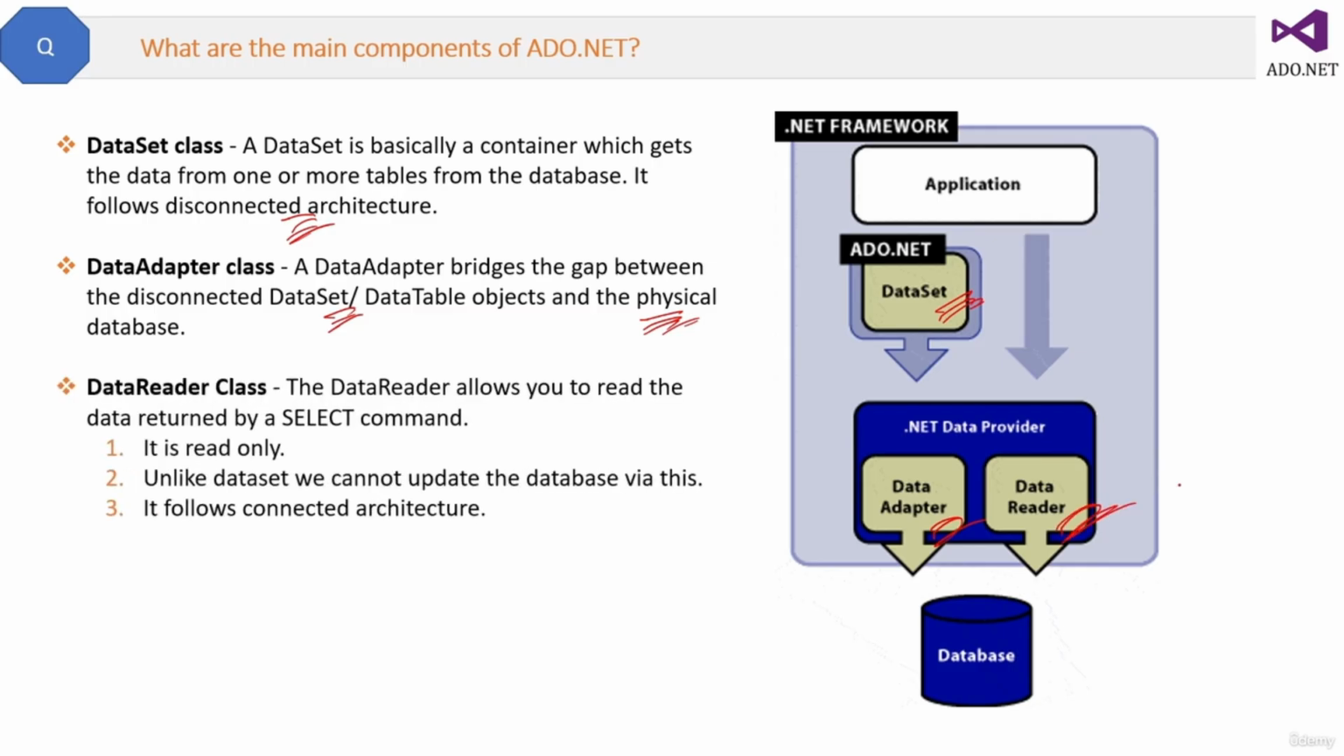A data reader class allows you to read the data returned by a select command. It is just read only. Unlike dataset, we cannot update the database via the data reader. It follows connected architecture. So that's it. This is the simple answer to this question.